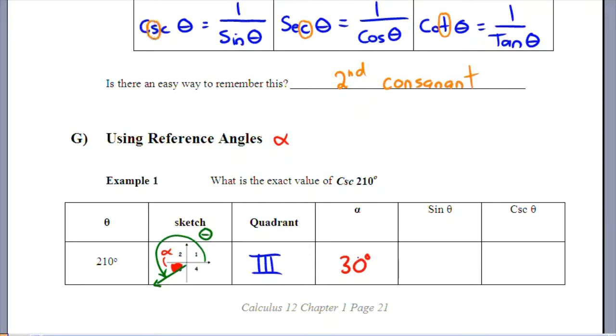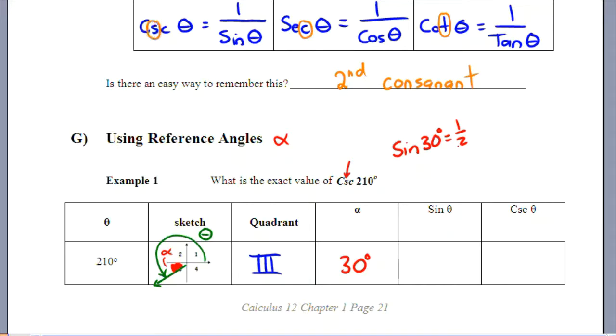What I would do at this point is ask myself, do I know anything about the trig value for the reference angle? Again, I'm looking at the second consonant. Maybe I'll be thinking about sine. It might be super helpful to say, I know that the sine of 30 degrees is 1/2. Okay, great. That's going to help me out.